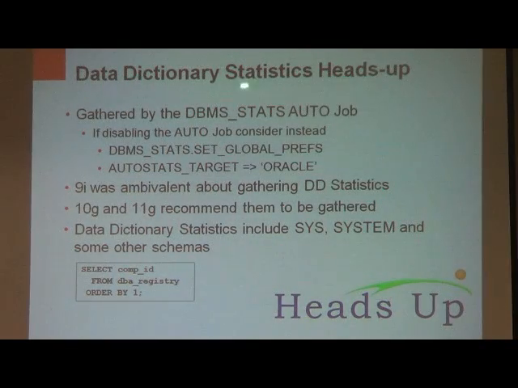What about the data dictionary stats? Data dictionary stats, yes, we want to do this. On 9.9, you have these 2 different opinions. You have some people saying, yeah, we want to do them. And some people will say, no, we don't want to do them. So in 9.9, I would rather say, no, don't do it. Don't do it on 9.9. But if you are on 10G and 11G, the recommendation is to do them.